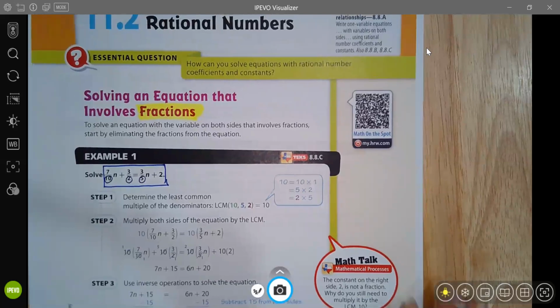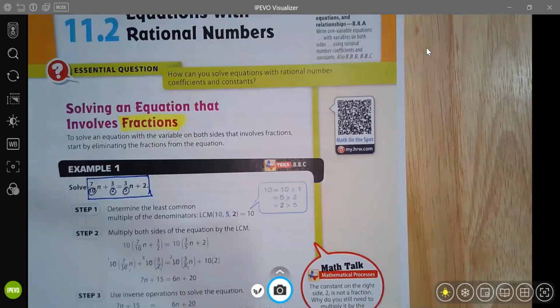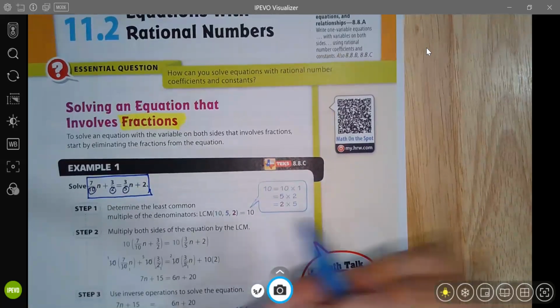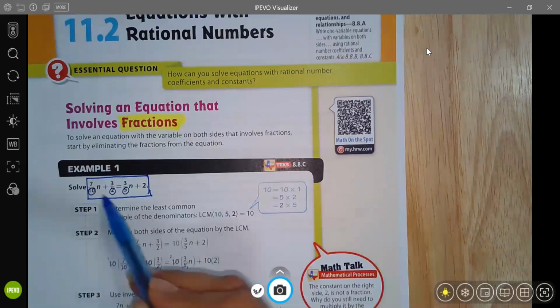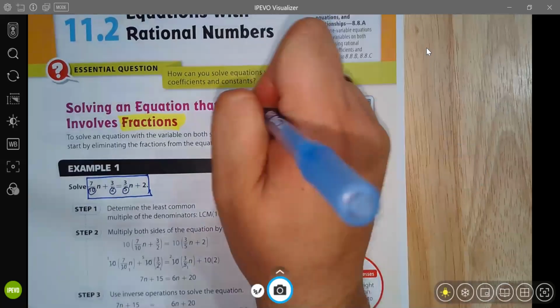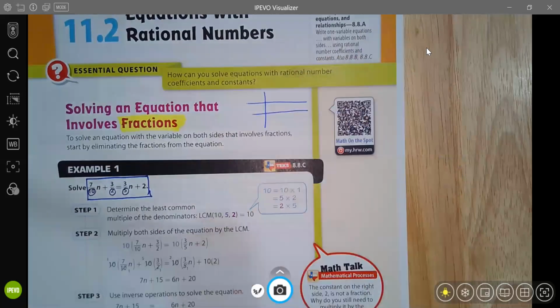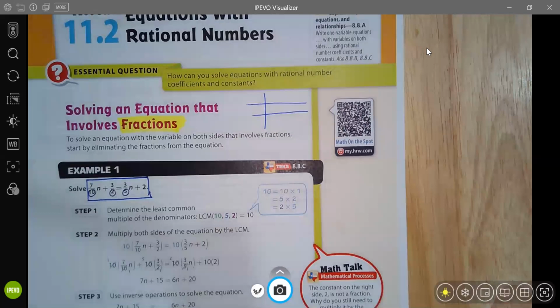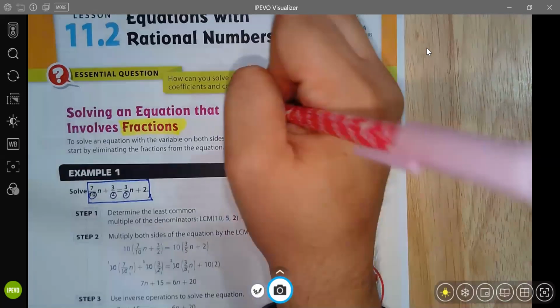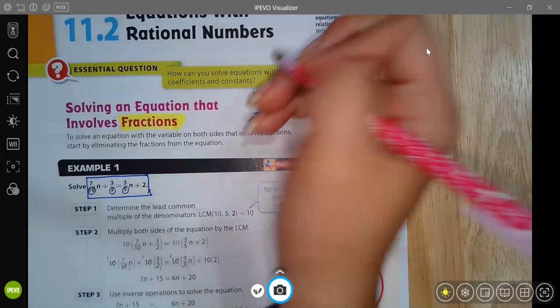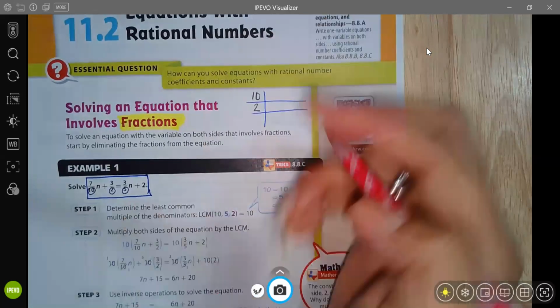All right, so this is the way I like to find my LCM. I like to take the numbers and create a little T chart on the side. Usually I only have two numbers I'm trying to find the LCM of, so I would just need one row going across. But since I am using three different denominators, I am going to have to write two more lines. So I'm going to write the first denominator, which was 10, the second one, which is 2, and the third one, which is 5.